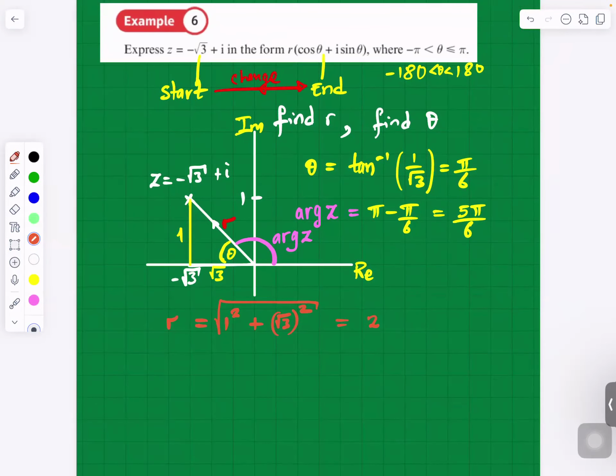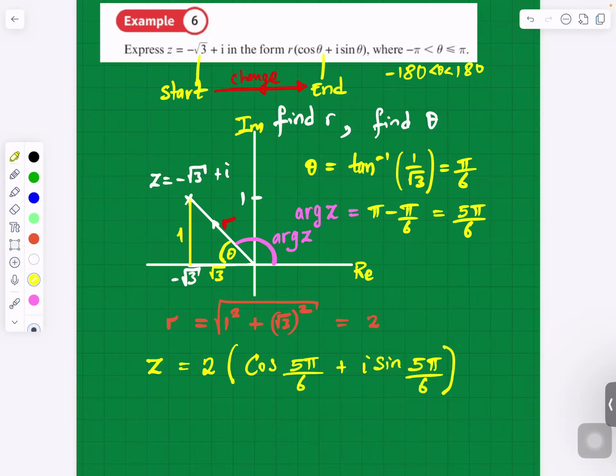So now we know r and the angle. We can write it out. z is equal to 2, bracket cosine of 5 pi/6 plus i sine of 5 pi/6. So what we've done, we've changed it now to that modulus argument form. All we're doing is changing it from one form to another.